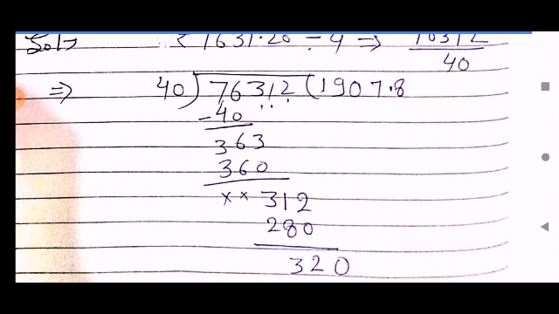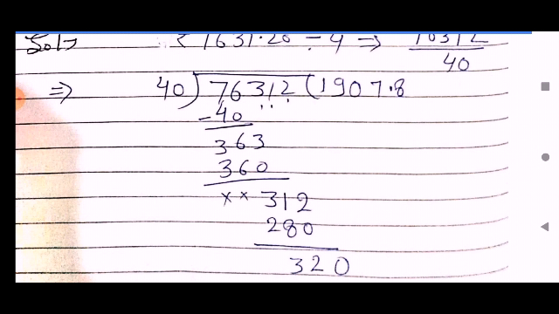Now we take down the digit 3, and we have the number 363. Now again we will read the table of 40. 40 9s are 360. We have got 360. Now we subtract 363 minus 360. The answer is 3. Next we take the digit 1 and we have 31, but 31 is smaller than 40 and is not divisible by 40.